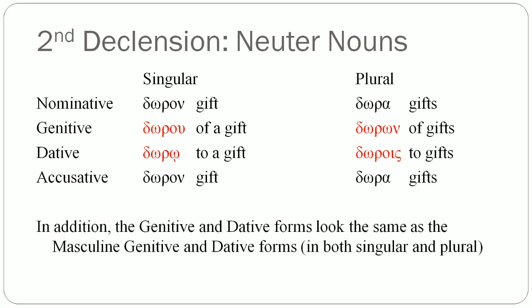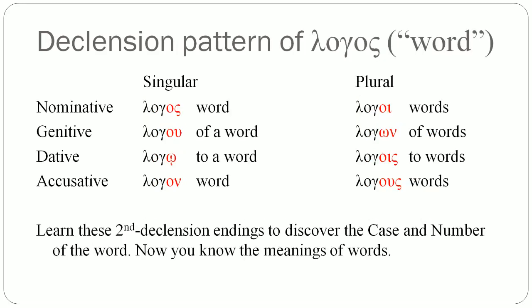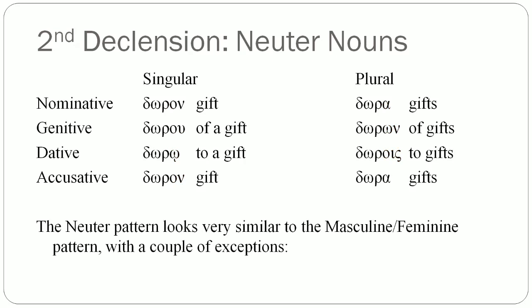Here's another one. Look at the genitive plural form. What's the ending for that genitive plural? It's omega nu, logon. Now if we switch to the neuter, notice it's the exact same ending, right? Omega nu. When we move to the first declension in chapter 5, you will see that the genitive plural is still omega nu.